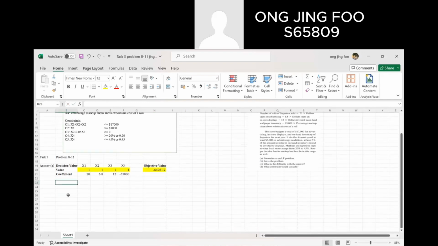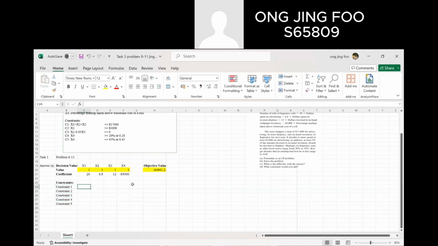Okay. So the next step is to write down our constraints. Constraint one. Because we have 5 constraints, right? So we just copy and paste 5 constraints, and then change it. Constraint one, constraint four, and constraint 5.